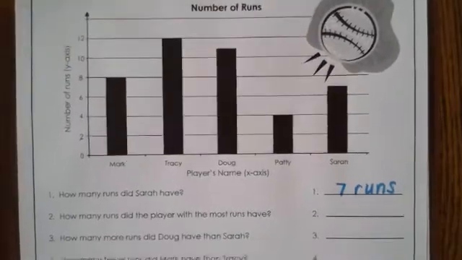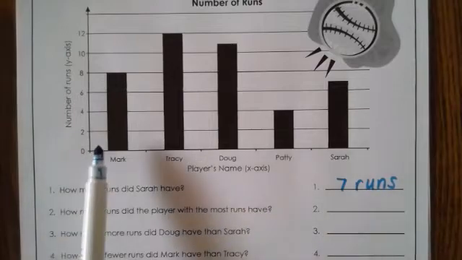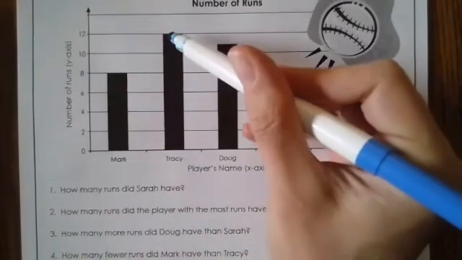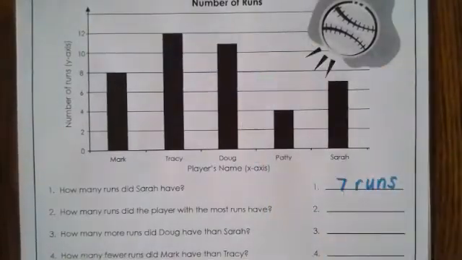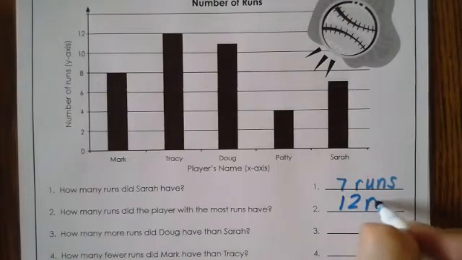Looking at the next problem, number 2, how many runs did the player with the most runs have? So we want to find the tallest bar. And if we look across our players, Tracy scored the most runs. How many did Tracy score? 12 runs.